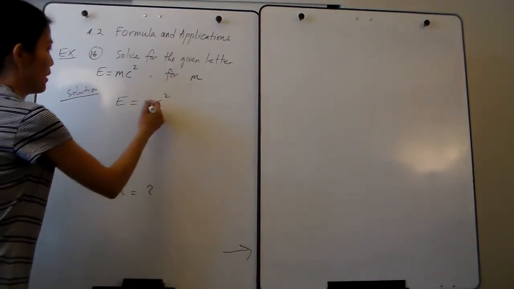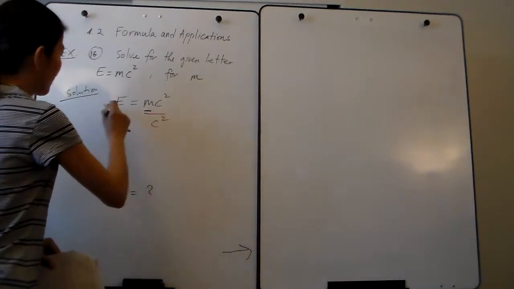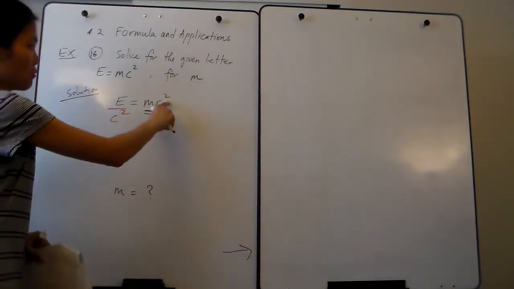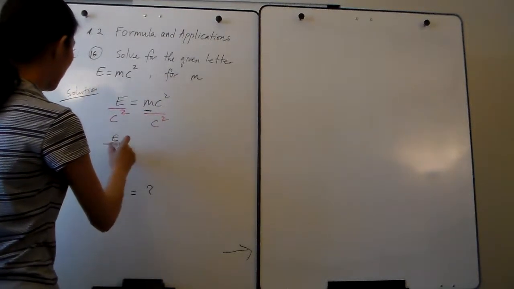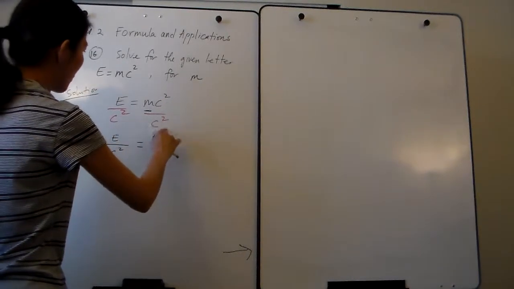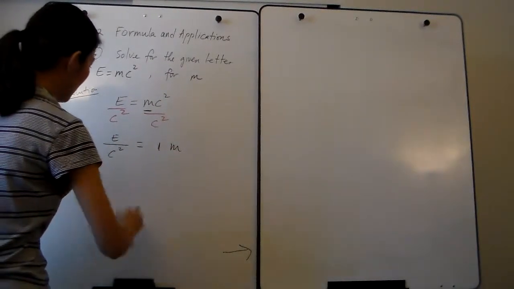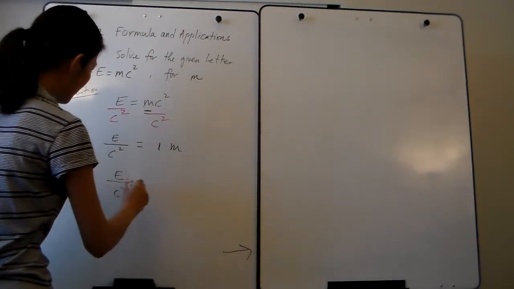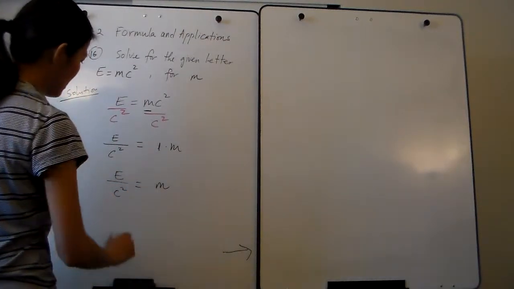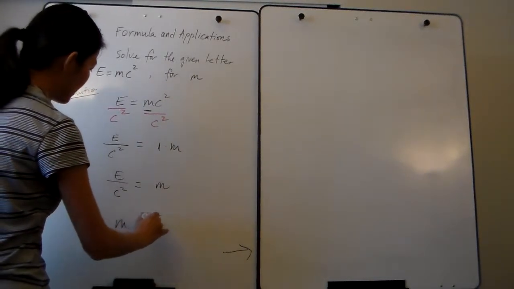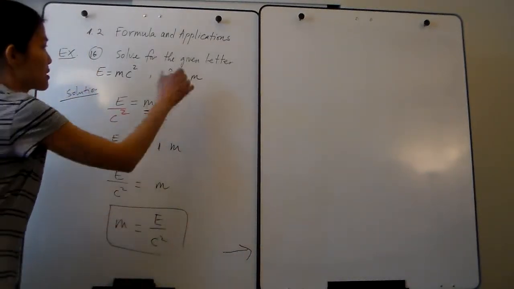This time we have m times c squared. So we need to get m. That means we need to divide both sides by c squared, because if we divide c squared by c squared, we get 1 times m, which is what we're looking for. So we have E divided by c squared equal to c squared divided by c squared is 1 times m. Simplify further. The left-hand side, they're different, you cannot simplify, so just leave it as is. 1 times m is m, and rewriting, we have m equal to E divided by c squared. Make sure you write the answer as m equals something because we're solving for m.